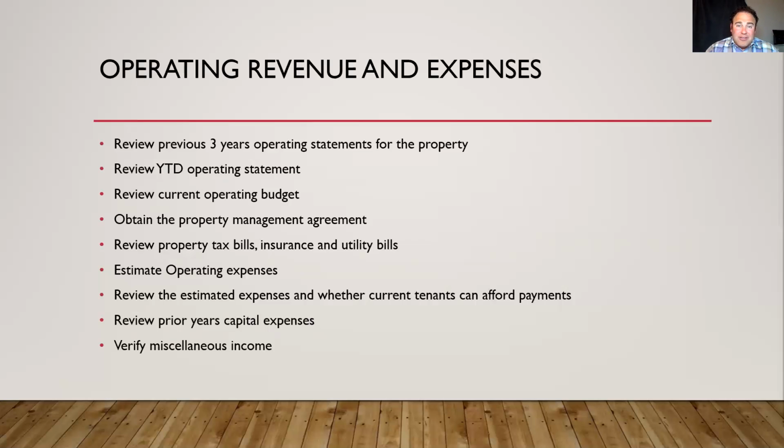Looking at capital expenditures. How much are these capital expenditures going to cost us? Do we have an adequate budget to pay for the capital expenditures that we're going to need? And another big one is verifying miscellaneous income.